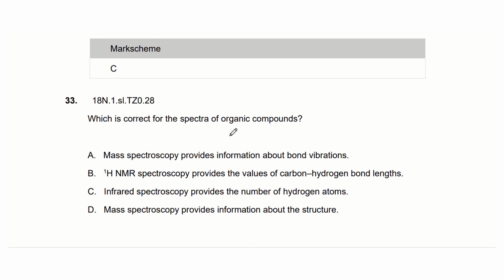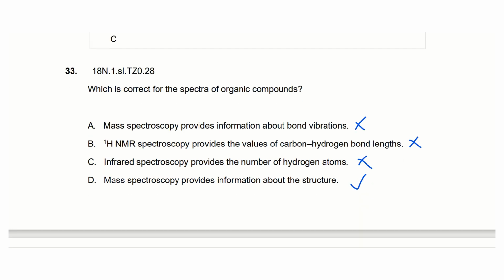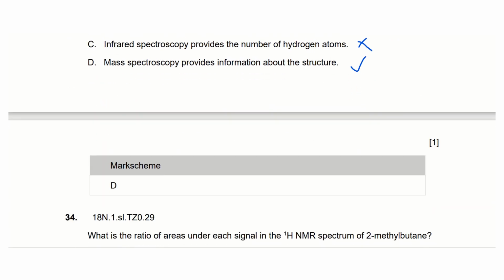Okay, which is correct for the spectra of organic compounds? The mass spectroscopy provides information about bond vibrations. That's going to be incorrect because this is what the IR does. Proton NMR spectroscopy provides the values of carbon-hydrogen bond lengths. That is incorrect. Infrared spectroscopy provides the number of hydrogen atoms. That is incorrect. Mass spectroscopy provides information about the structure. This is the only logical answer that is there.